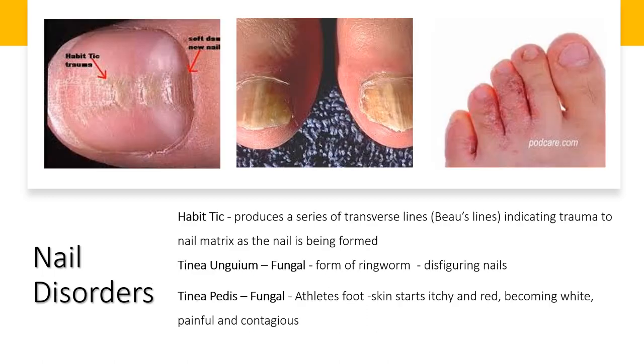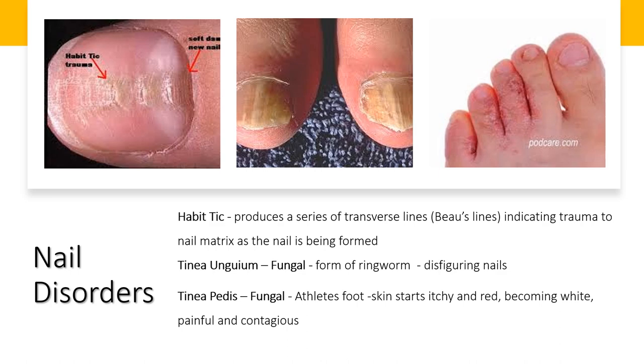A habit tic produces a series of transverse lines like Beau's lines, but they're right in the middle of the nail. They're not exactly all the way across, indicating a trauma to the nail matrix as the nail is being formed. This is formed by a habit, and it means that the nail will grow like this because of this trauma. So it might happen constantly.